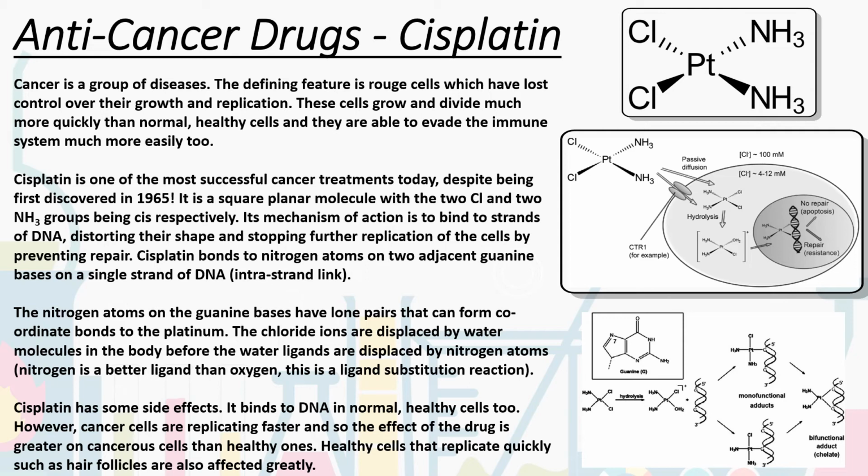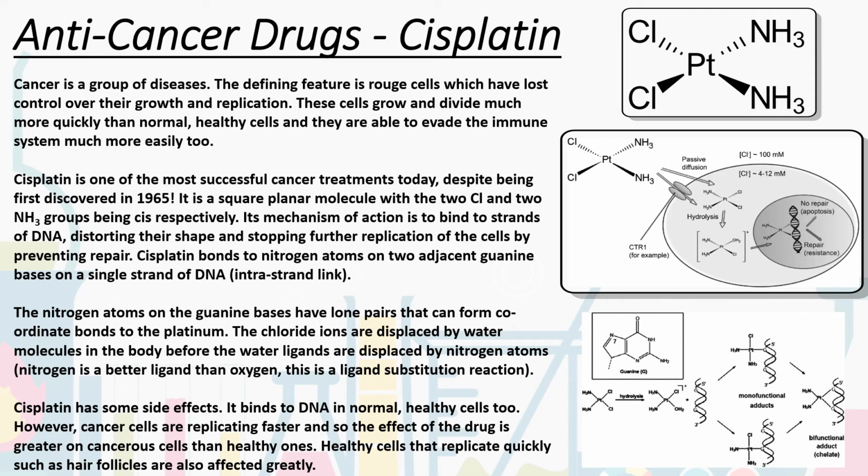This is taken up in the body, so we get diffusion out of the bloodstream and into the cells. We then get our hydrolysis reaction. What that means is that we replace our chloro groups with water, and then these water groups themselves are replaced by nitrogen atoms on the bases, from the guanine bases in DNA.